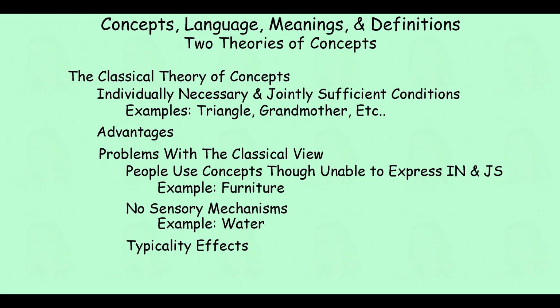Finally, we'll end the discussion of the classical view by noting that the classical theory of concepts has no mechanism for explaining typicality effects. In fact, it predicts that there will be no typicality effects. And we'll again use as our example to illustrate this point the concept of furniture.